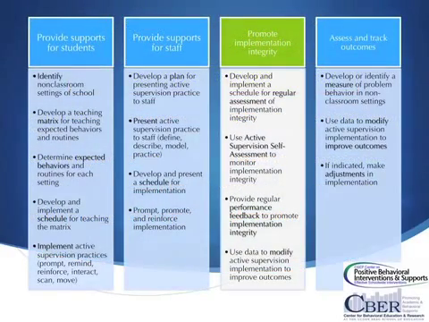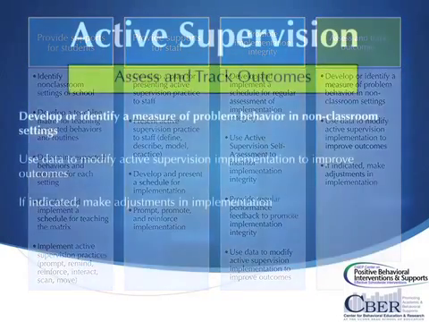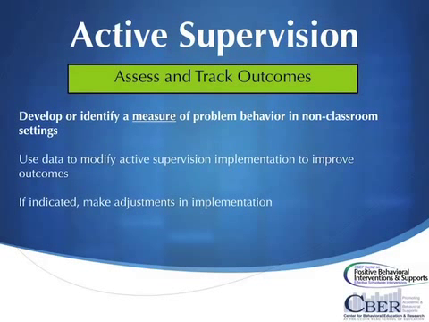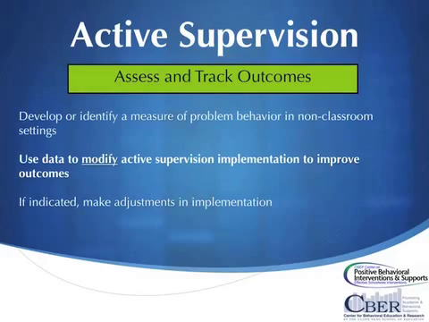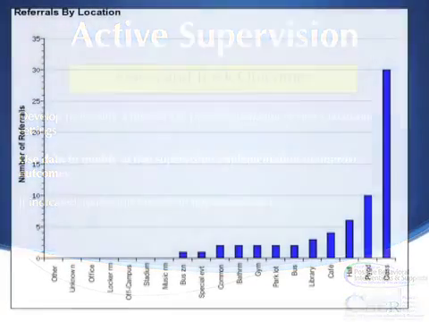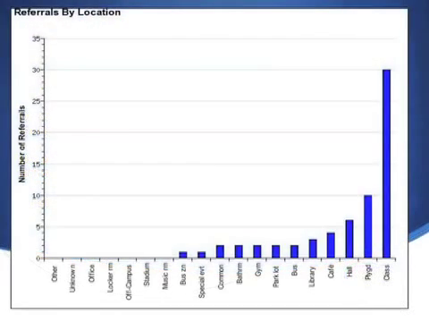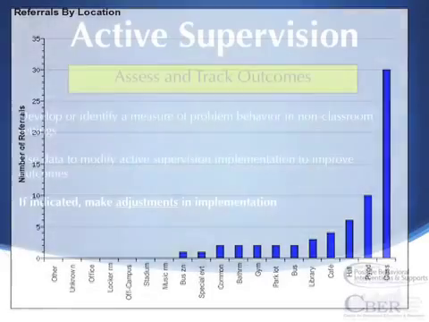Using data leads us to our last point, how to assess and track outcomes to know if your implementation is working. Start by developing a measure of problem behavior in non-classroom settings. Then use data to modify active supervision implementation to improve outcomes. If indicated, make adjustments to your implementation as necessary.